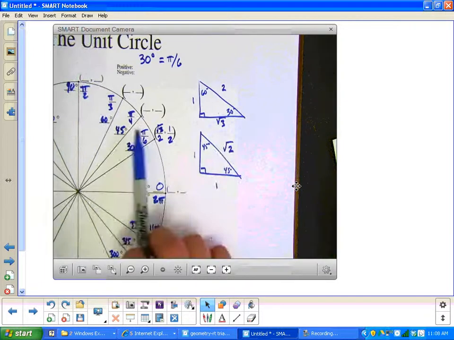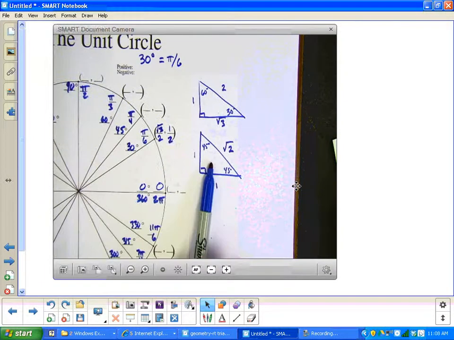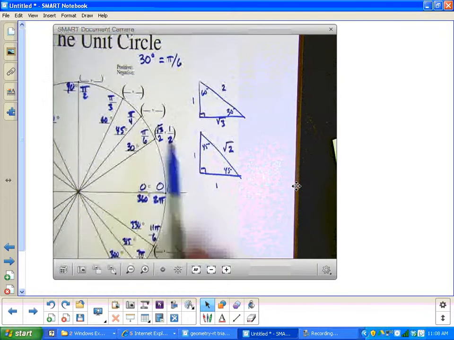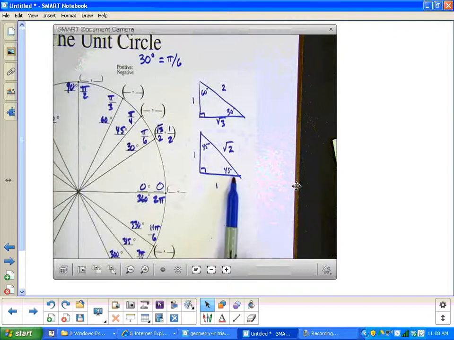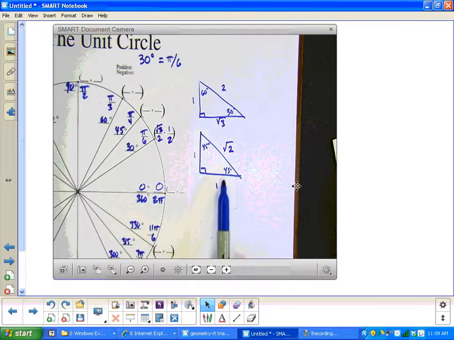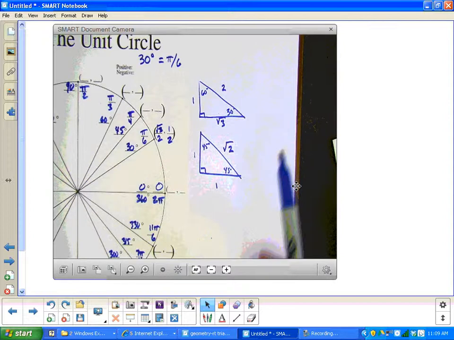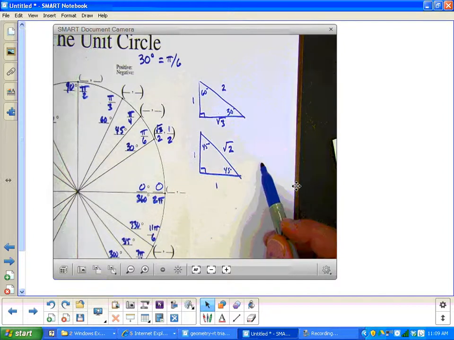Now, for 45 degrees, you're going to go to your 45, 45, 90. Remember what the x-coordinate is? The x-coordinate is which one? Cosine. So what's going to be the cosine of a 45 on here? 1 over the square root of 2. Now, you need to rationalize that. So write it down over there. 1 over square root of 2 would be square root of 2 over 2.